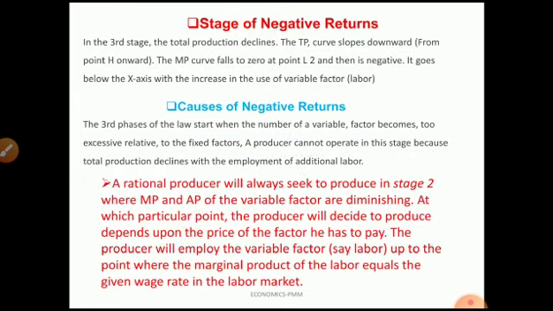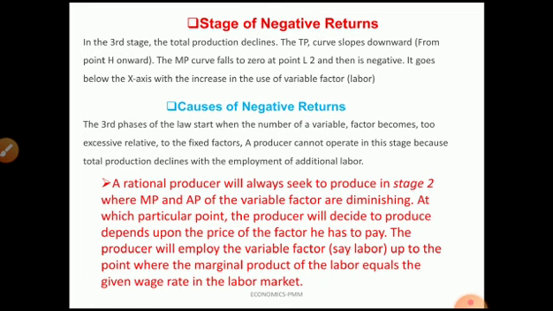Stage 3, negative returns. Here, the total product curve slopes downwards from point H onward. The marginal product curve falls to 0 at point L, and then it becomes negative. Now, what are the causes for this? When the number of variable factor becomes too excessive relative to fixed factors, the variable factor strength is more than fixed factor strength. A producer cannot operate in this stage because the total production declines with the employment of additional labor.